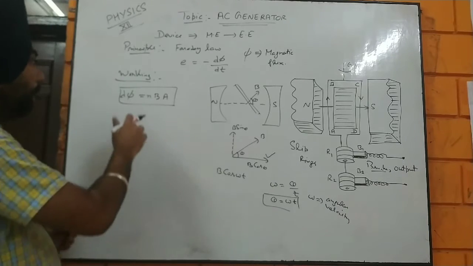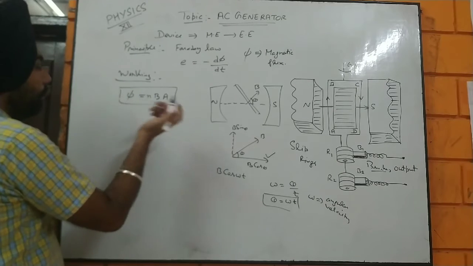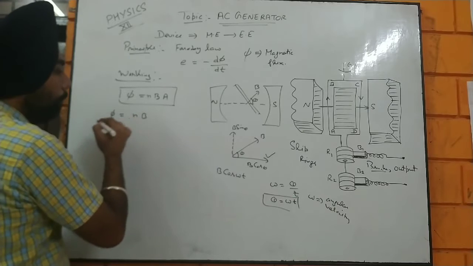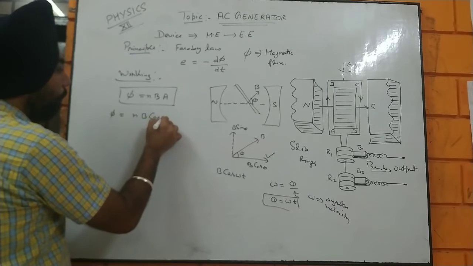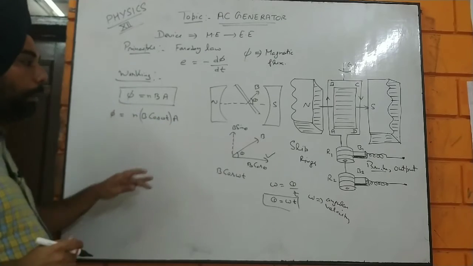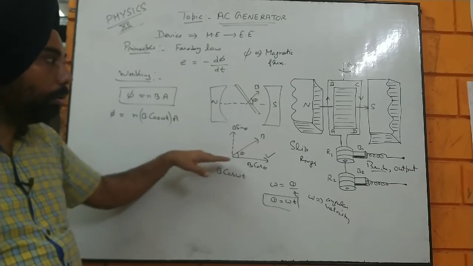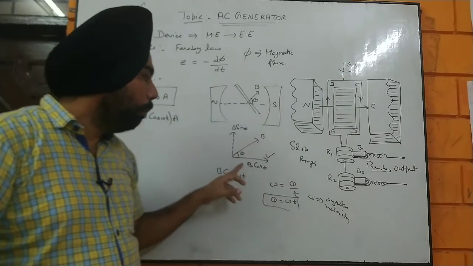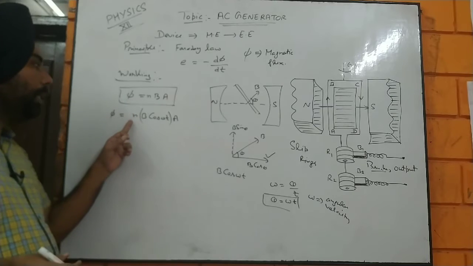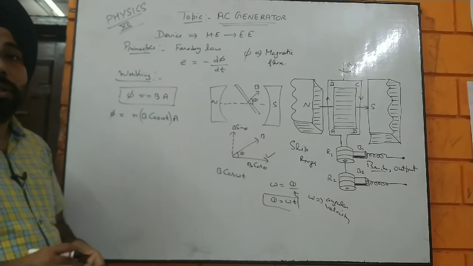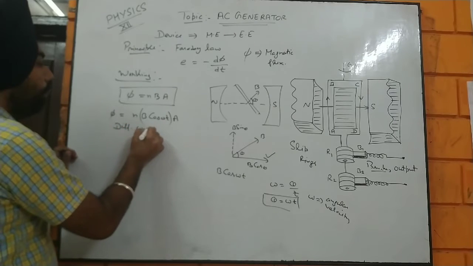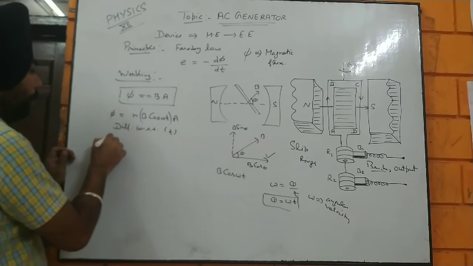So phi is now going to be equal to N B cos omega t into A. That is the basic factor in the direction from north to south. If we take the component with the cos of the magnetic field, then the formula is N B cos omega t A. And if we differentiate that with respect to t, what do we get?